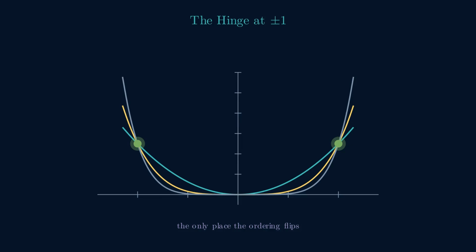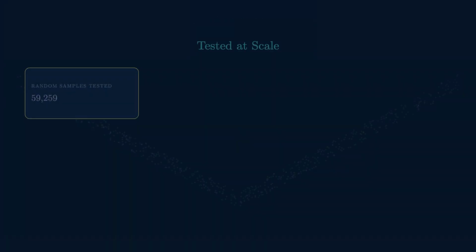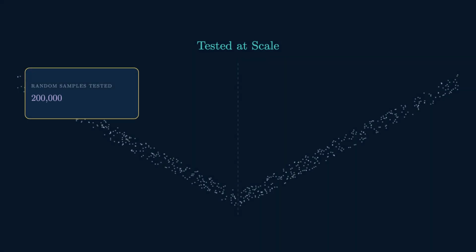Which someone did bother to check. 200,000 random values, on each side of the hinge. Every single one obeys the rule. Not one exception. It's not a rule of thumb or an approximation you should be nervous about, it holds. Though there is one thing to watch out for.